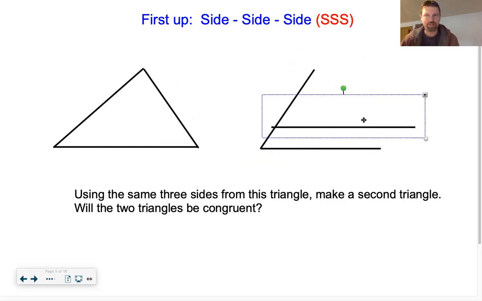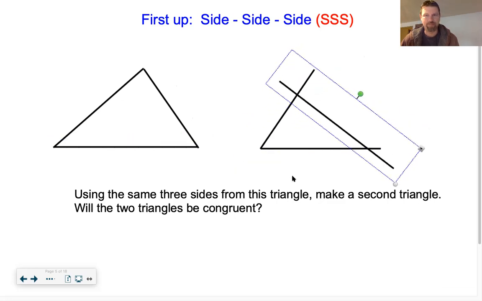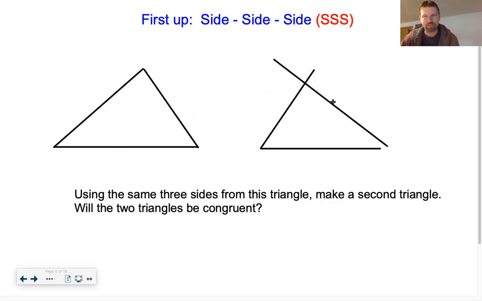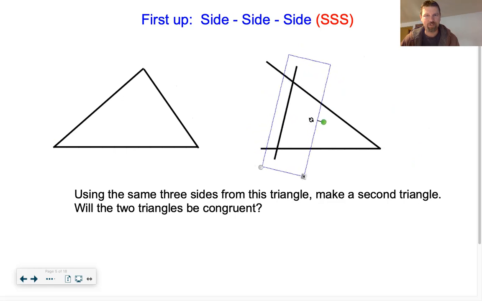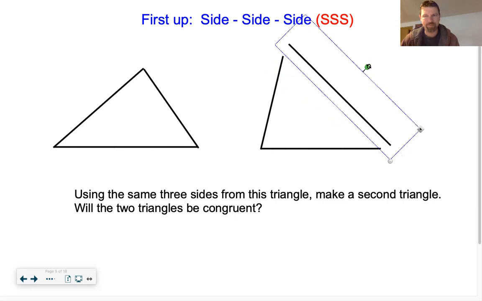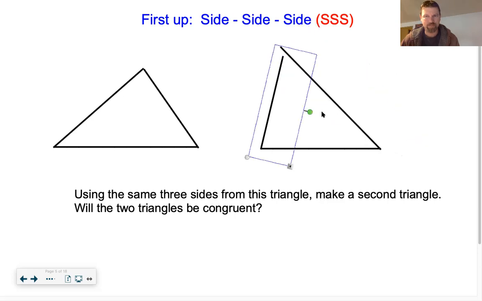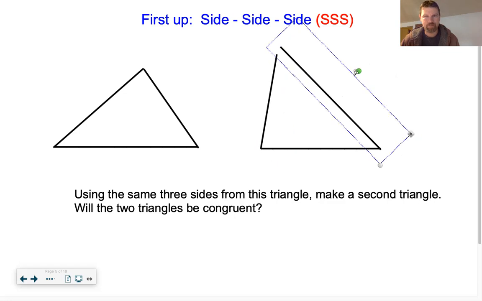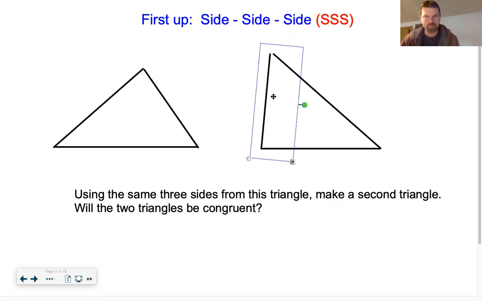I'll see if I can make a different triangle. This one is going to have to fit between there. So let's see. If I'm going to fit it here, this one's definitely going to have to go a little bit further outward. So let's try that. Getting closer. And maybe a little bit further outward yet. It's going to have to tilt down a bit. Ooh, I'm getting close. That's too much. All right, there we go.